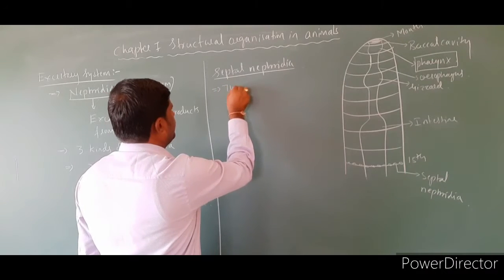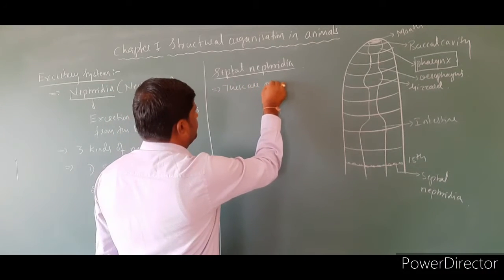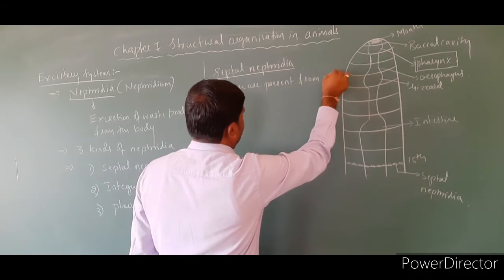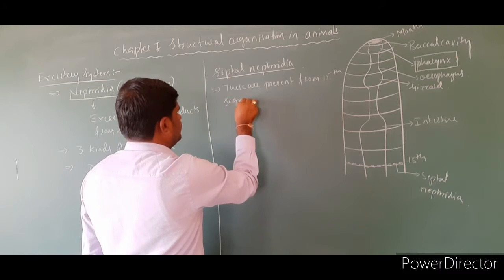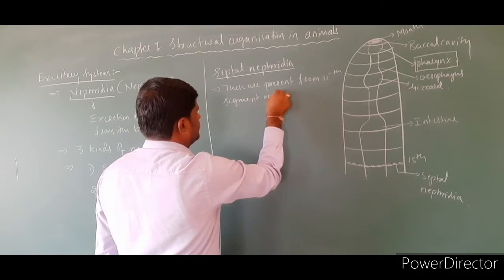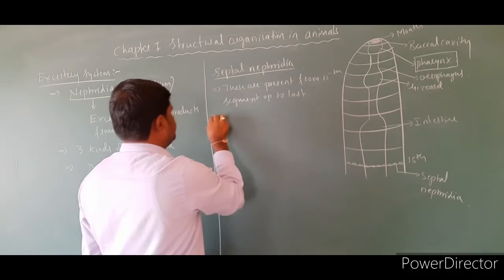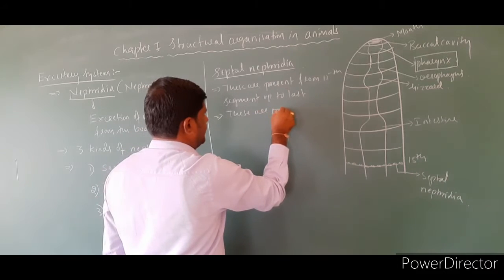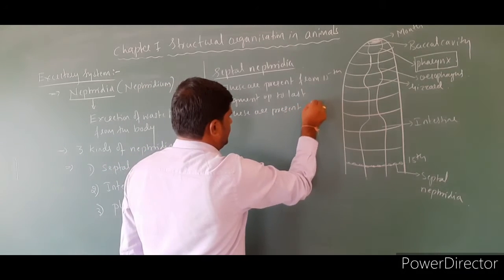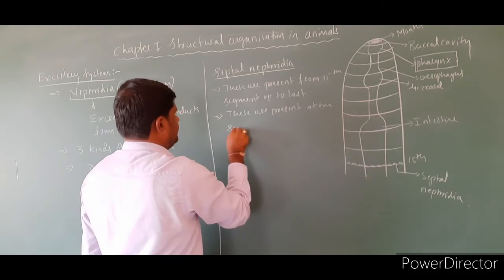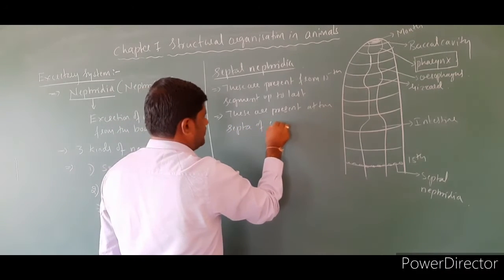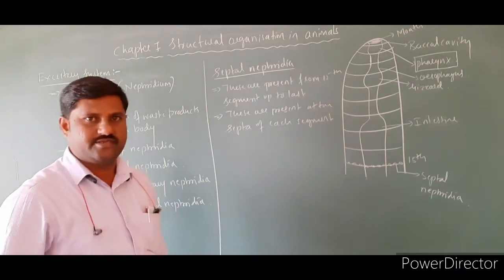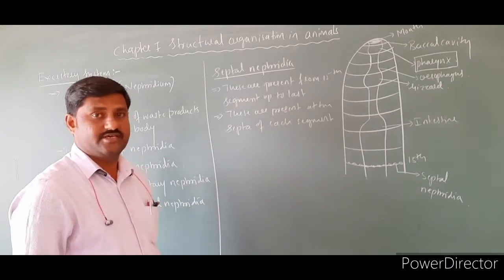So these are present from the 15th segment up to the last segment, and these are present at the septa of each segment after the 15th segment, right? So they are present over here, right?